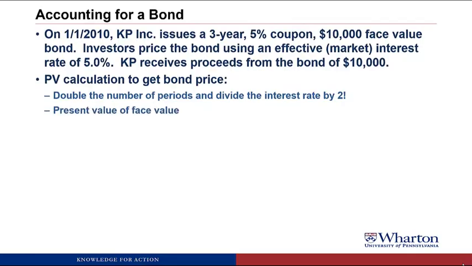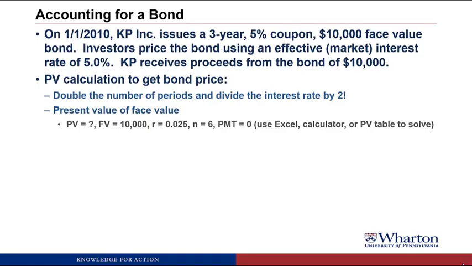So for the present value of the face value part, the 10,000, you calculate looking for present value. We'll have a face value or future value of 10,000. We use an interest rate of 0.025, which is half of 5%. The number of periods is 6, since it's a 3-year bond, but we double the number of periods to get semi-annual. There's no payment because we're just doing a face value, future value. So you come up with a present value of 86.23.